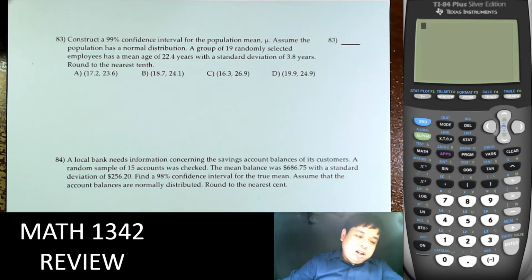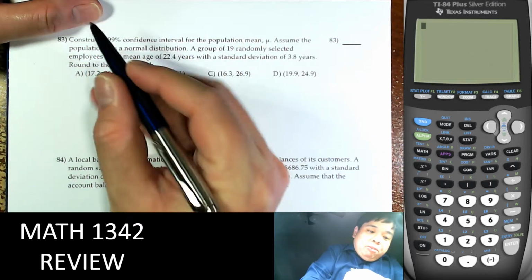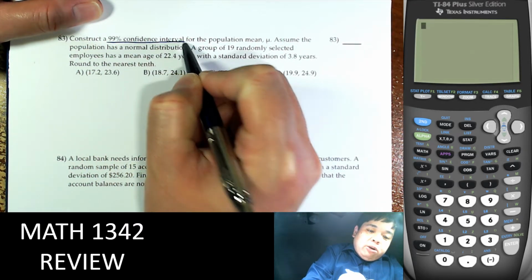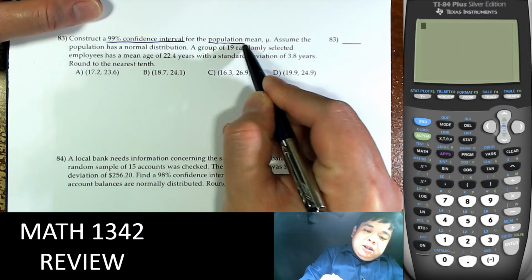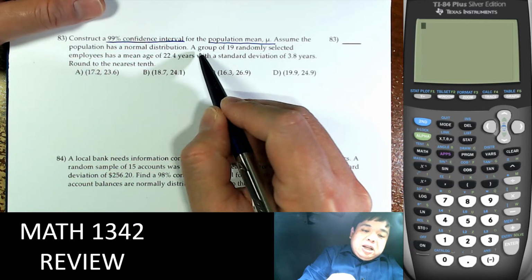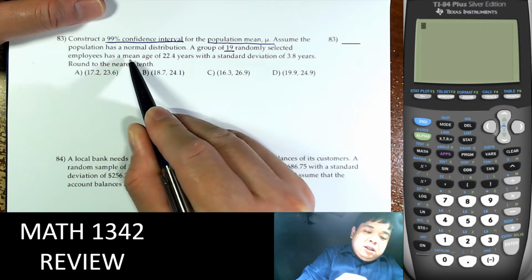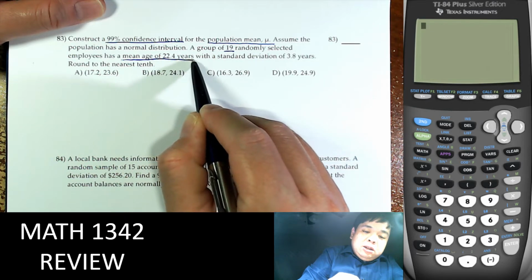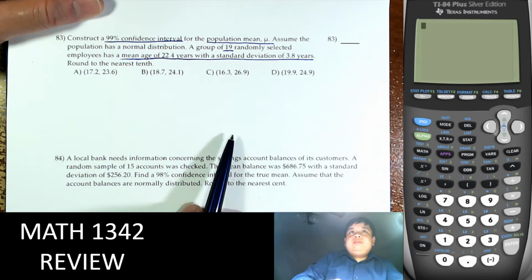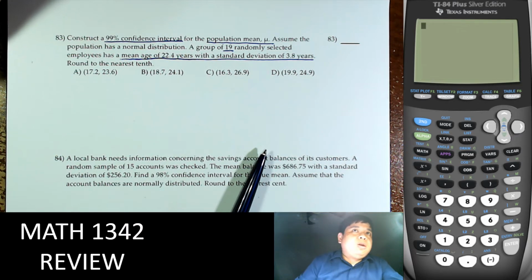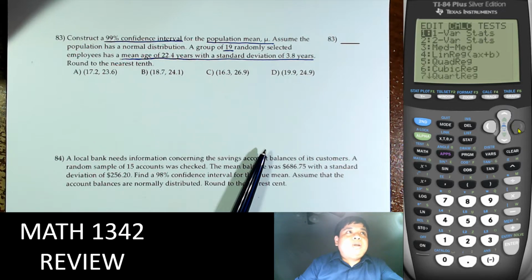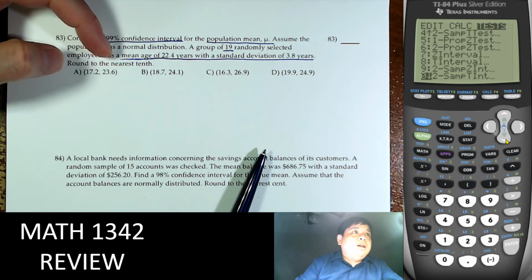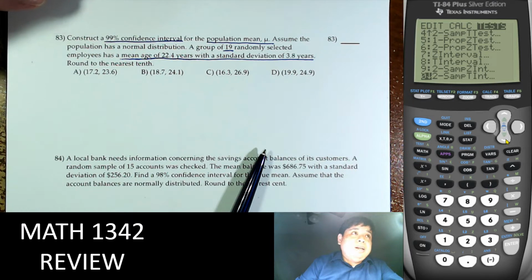We continue reviewing statistics. Construct a 99% confidence interval for the population mean. In this sample, we have a group of 19 that has the statistic of the mean and standard deviation of 3.8. Usually for a confidence interval problem, I just use a calculator. Go to test, and this is the one that has to do with the population mean. Just go to t interval.